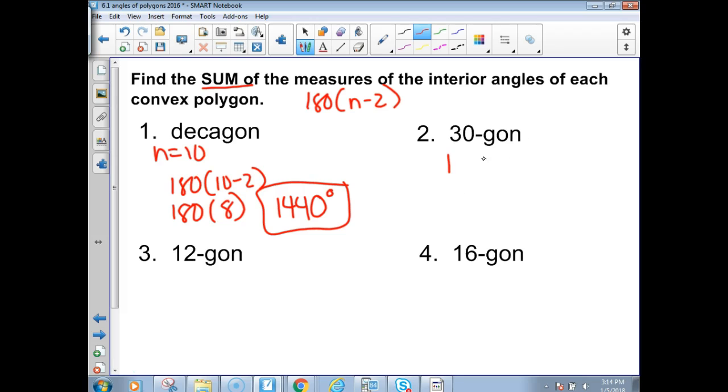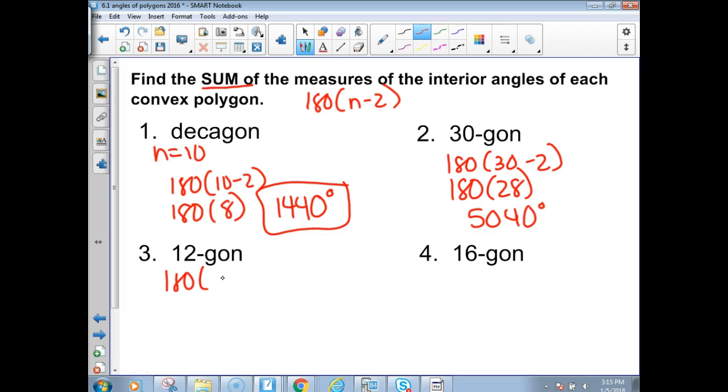You want to pay attention carefully to what you're being asked to find. Next, n is 30. 180 times 30 minus 2. You're probably just going to type 180 times 28. I have no idea what that is. It's big. I could probably estimate it. Thank you. I knew it was a little over 5,000.